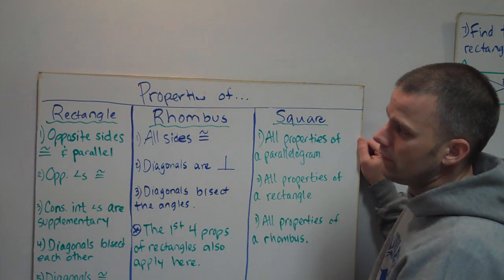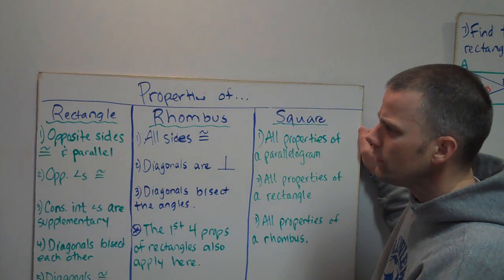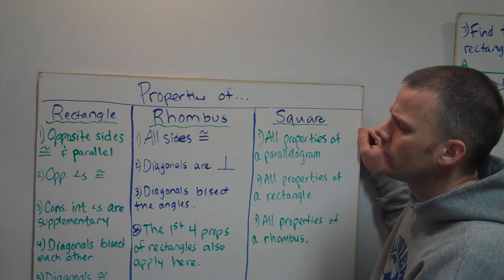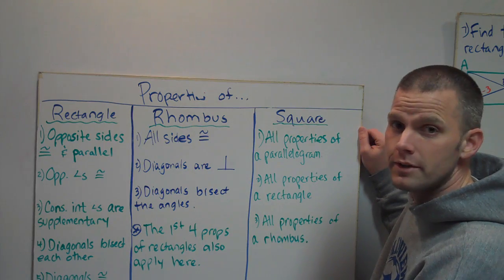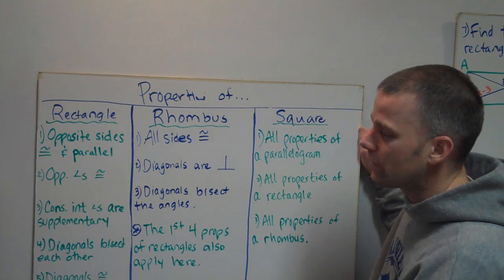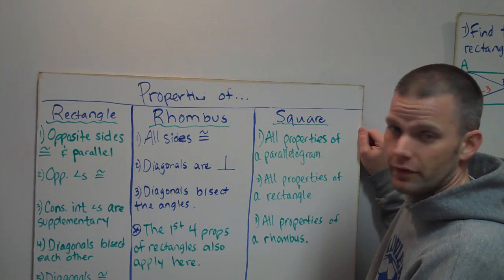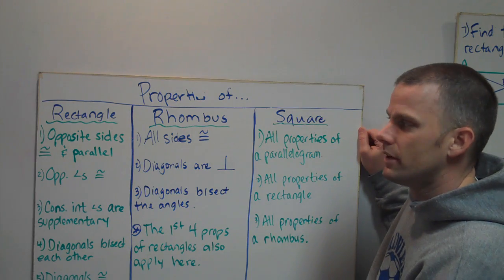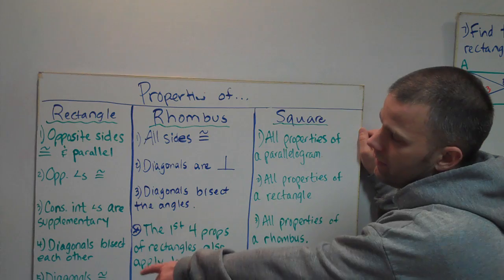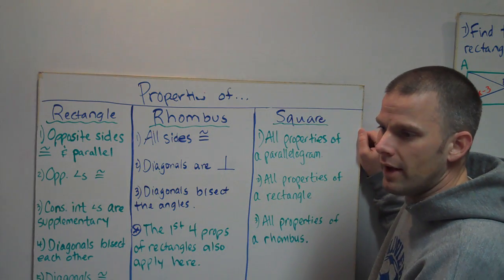You'll notice with the rectangle, opposite sides are congruent and parallel, just like a parallelogram. Opposite angles are congruent, just like a parallelogram. Consecutive interior angles are supplementary, just like a parallelogram, as well as the fact that the diagonals bisect each other. The one thing that makes the rectangle different than a parallelogram, again, is the fact that it's got 4 right angles. And also the fact that the 5th property for a rectangle is that the diagonals are congruent. You don't have that with a parallelogram.